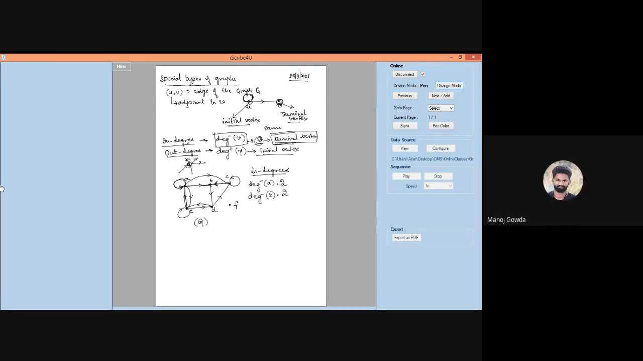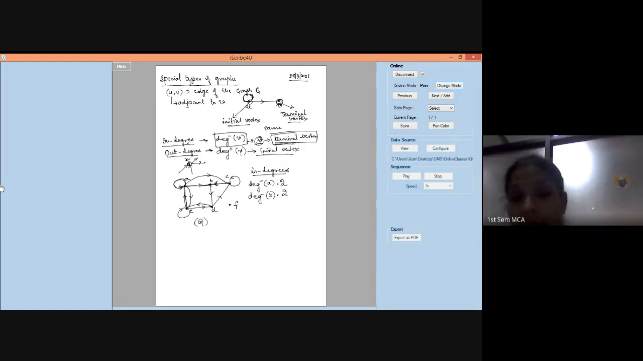Any doubts? Ma'am, I can't understand in degree. In degree means how many edges are coming into this particular vertex B. You have C to B, and then you have A to B. These are the two edges terminating at B. That is what you call in degree. Any doubts?